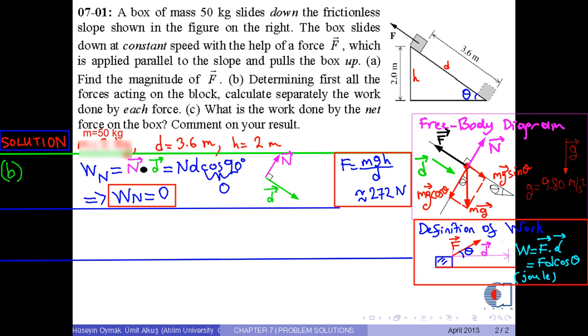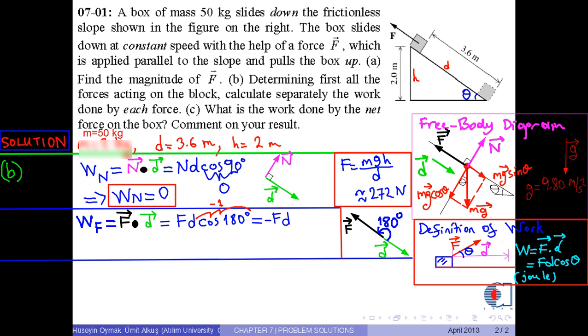The work done by force F is F dot d. Here, using the angle between force F and the displacement d, which is 180 degrees, we obtain F times d times cosine 180 degrees. And since cosine 180 degrees is just minus 1, the result is minus F times d.